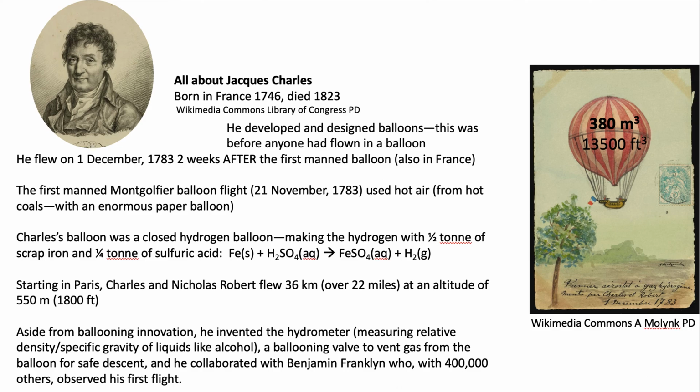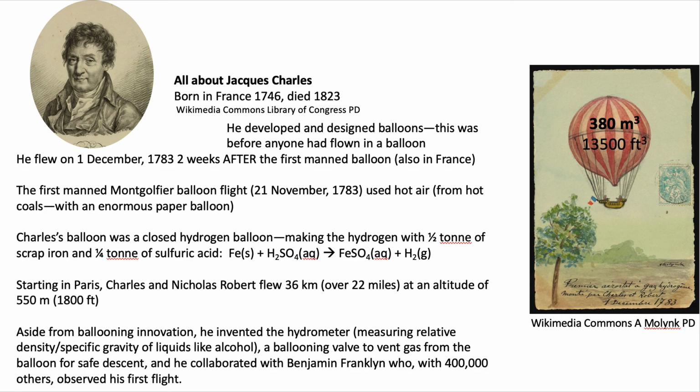Charles' balloon was a closed, sealed hydrogen balloon, and actually made the hydrogen from 1/2 ton of scrap iron and 1/4 ton of sulfuric acid, and you've got the equation there because we're chemists. It started in Paris. So Charles and Nicolas Robert flew just over 22 miles at an altitude of over 500 meters and came down fairly gently.